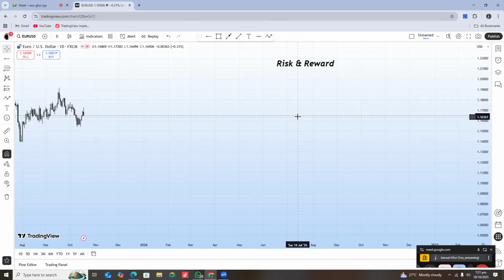So anytime that you trade, understand you are taking a risk. And if you are taking a risk, you should have a target in mind. And the target is what? Your reward. So if you are willing to risk this amount, then you should also be able to define how much you want to make.